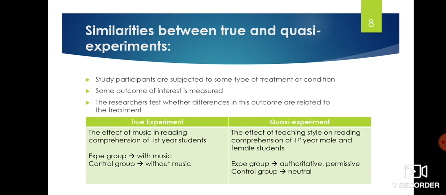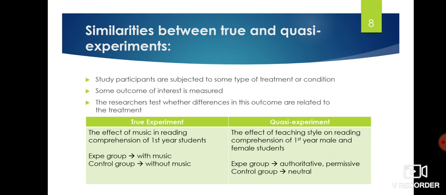So, what are some of the similarities between true and quasi-experiment? Study participants are subjective to some type of treatment or condition. Pareha silang merong treatment condition. Balikan niyo yung ginawa natin during yung psychological statistics, okay, about the treatment condition. Some outcome of interest is measured, which is the dependent variable. The researchers test whether differences in this outcome are related to the treatment.